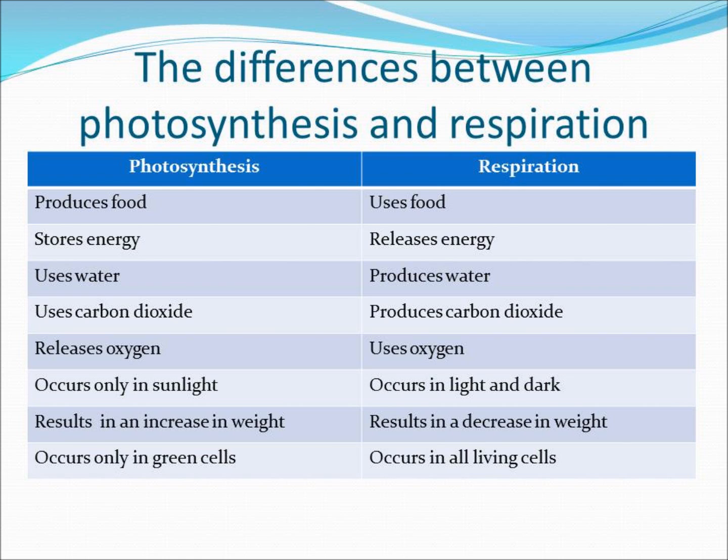Photosynthesis results in an increase in weight. If you think about the sugars that are being produced, they need to be stored somewhere, so wherever they happen to be stored will increase the weight of that particular part of the plant. Whereas respiration results in a decrease of weight because those sugars are being burnt. And of course, photosynthesis occurs only in green cells, whereas respiration occurs in all living cells within the plant.